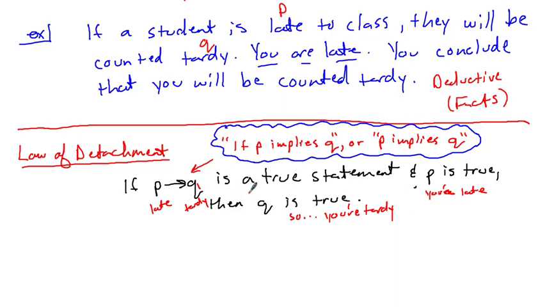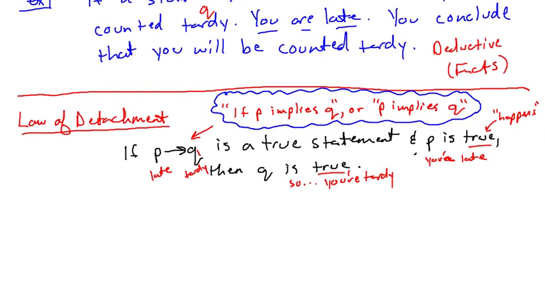Okay, so the P's and the Q's just represent the different events that happen. And when we say this statement, if P implies Q is a true statement and P is true, that means P happens, okay? You're late. Then Q is true. So true kind of means happens, if you can think about it that way. All right, we're going to write down an example of the law of detachment and how it works.